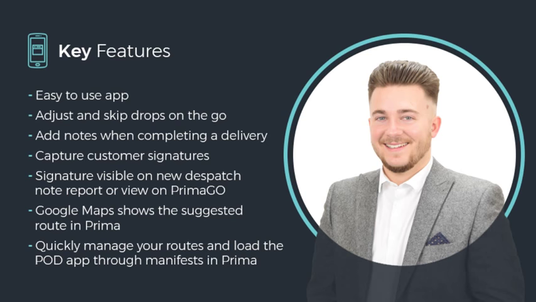On the manifest, you can also see a Google map of the suggested routes. It will say, we suggest you do this one number 1, that one number 2, that one number 3, and you can then order your dispatch notes and your manifest to suit either Google Maps, or you can do it suiting yourself. So if your driver lives far away and he's going to finish the drop at his house, for example, then you can basically redesign the manifest to say, well, actually that one's going to be last instead of first, and so on. You can also quickly manage your routes and load the pod app through the manifest in Prima, which I'll be covering in just a moment as well.